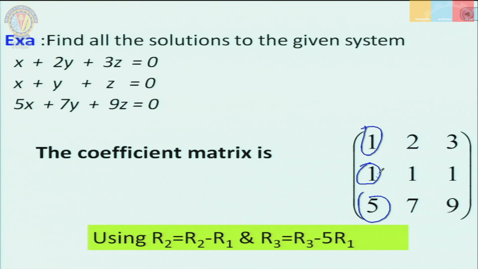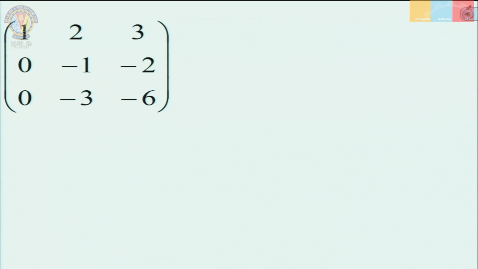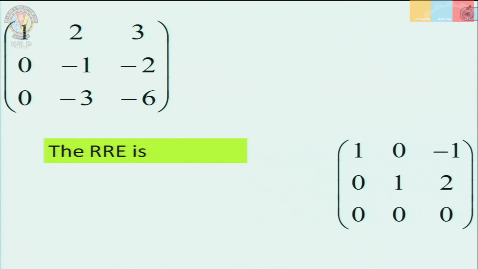Replace R2 by R2 minus R1, that is, from the second row subtract the first row, and you will get 0 here. Then you want to make this one also 0, so multiply the first row by 5, then subtract it from the third row, and you will get 0 here. Continue this process and see that what you are going to get is a row echelon form or row reduced echelon form of the matrix. So, after transforming, see that the row reduced echelon form is coming here.